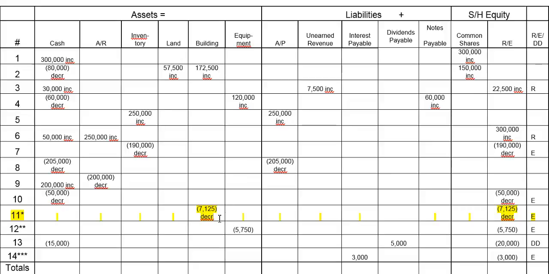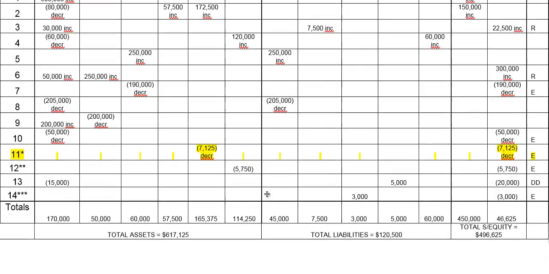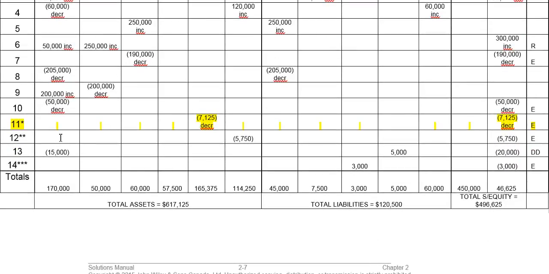Because we were decreasing or allocating out some of the cost of the building, that means the building's value to us decreases. When the building's value decreases to us, that means assets decrease. So you've got assets going down by $7,125. You've got shareholders' equity going down by $7,125. So you can see that the equation is in balance.